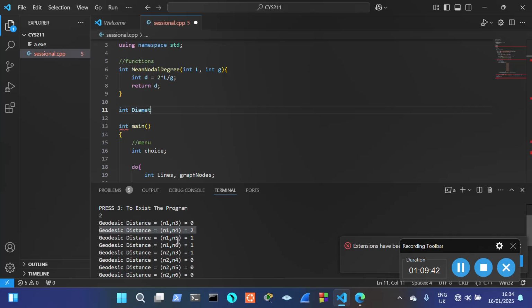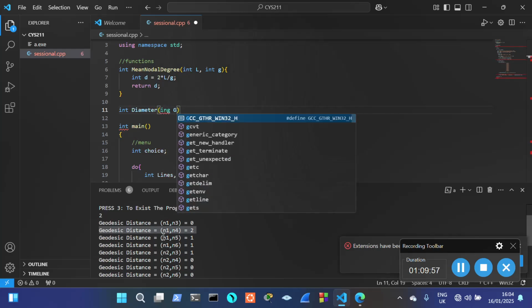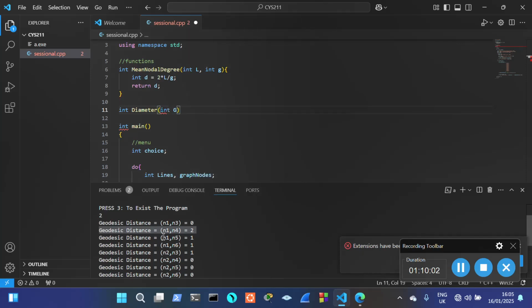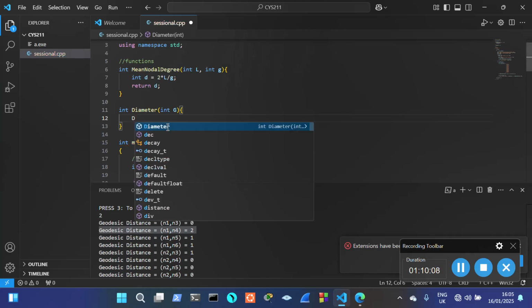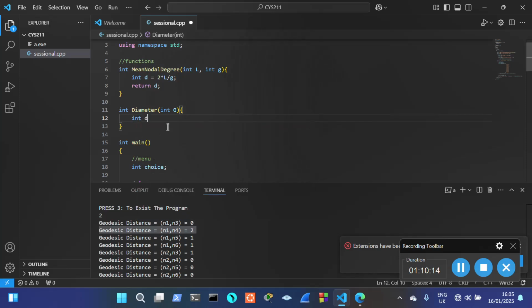I'll call it diameter. So this particular diameter has things such as the geodesic distance. That's all. So I'll say int capital letter G for geodesic distance, okay? So inside this formula, I will say int dia, short for diameter, is equal to what?